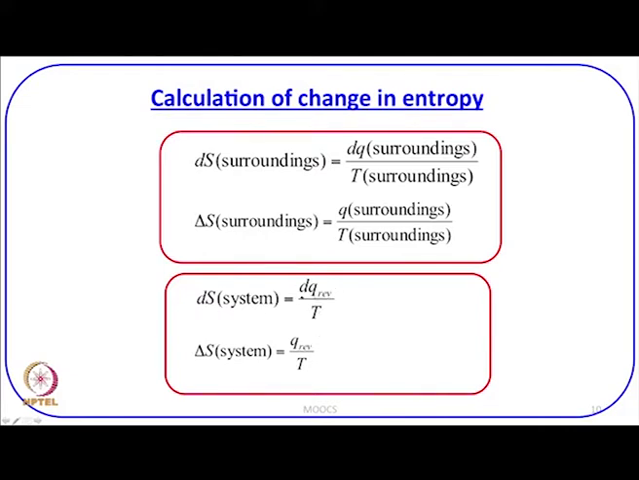And remember, even if the process is irreversible, we must find a reversible path and get the information on dq reversible and use this formula dq reversible by T. I once again emphasize this, that even if the process is irreversible, we must find a reversible path to get the value of dq reversible and use this formula to calculate the change in entropy of the system. And for a finite change, we can use the integrated form, which is q reversible by T. And then later on, we will connect these q's with the delta H for the exothermic and endothermic processes.